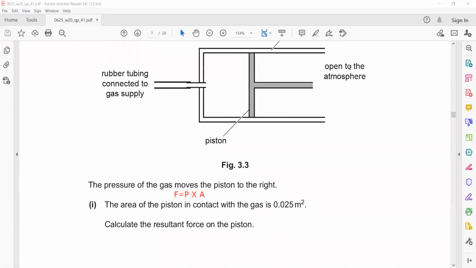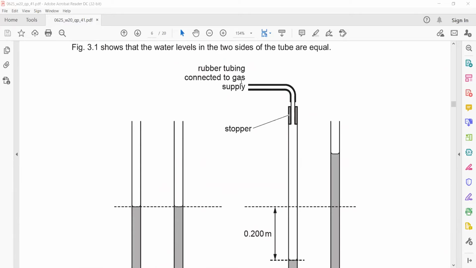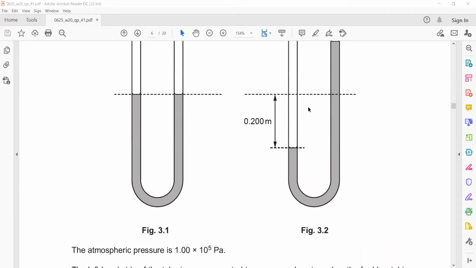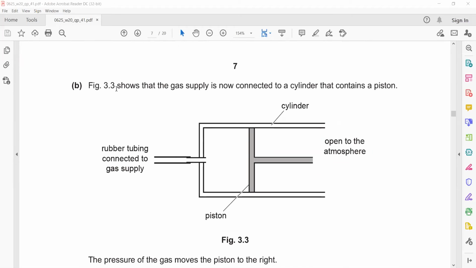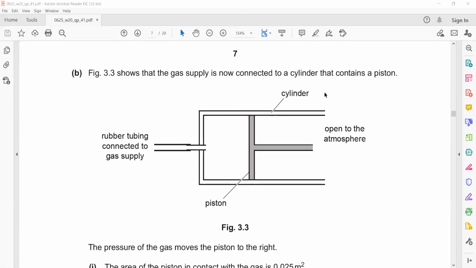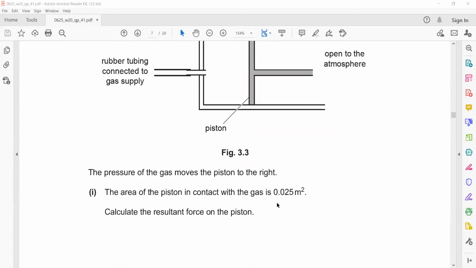As you can see, they specify this rubber tubing connected to a gas supply, and we calculated the pressure exerted by the gas. What was the pressure exerted by the gas? That was 1.04 into 10 to the power 5 Pascal. Figure 3.3 shows the gas supply now connected to a cylinder containing a piston, and the pressure of the gas moves the piston to the right. Because we have the formula pressure equals force by area, we need the resultant force. So resultant force is pressure multiplied by area.